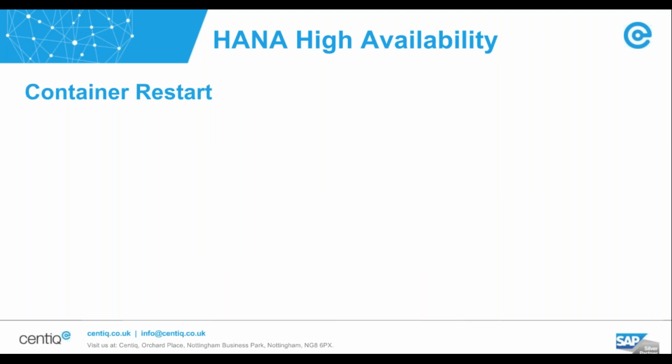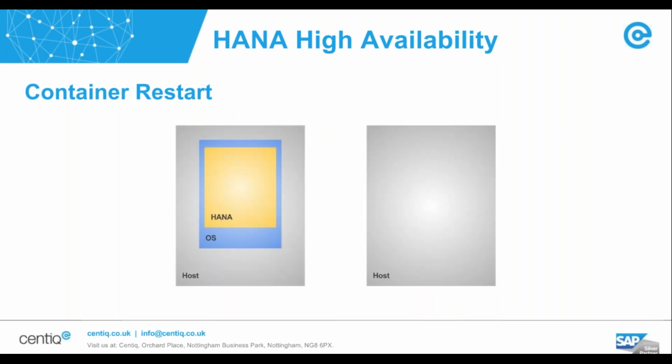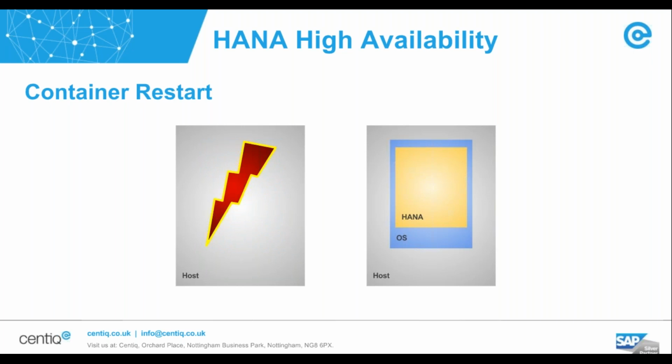So our final method of HA is a container restart. What we mean by this is where you'll be running HANA, maybe in the public cloud, maybe on virtualization, and it relies on that. So you have HANA running on a host. If that host fails, HANA will automatically restart on a redundant piece of hardware. This could be managed by something like CloudWatch or VMware on a private cloud basis.